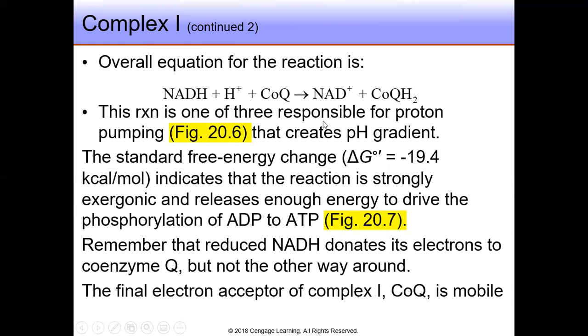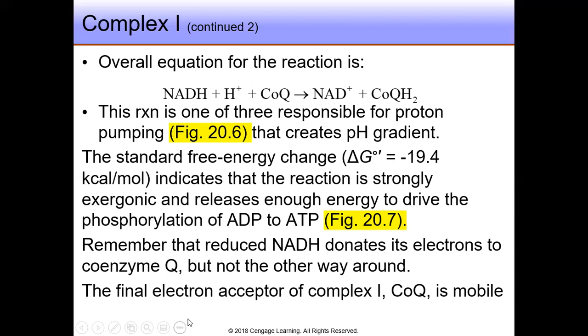This reaction is one of three responsible for proton pumping that creates the pH gradient. As I will show you in the next figure, the standard free energy change delta G naught prime is minus 19.4 kilocalorie per mole, which indicates that the reaction is strongly exergonic and releases enough energy to drive the phosphorylation of ADP to ATP. Remember that we need only 7.3 kilocalorie per mole to phosphorylate ADP to ATP. And here we have more than enough.